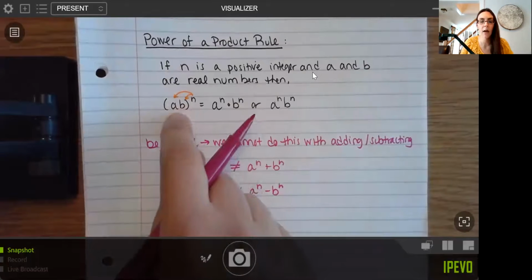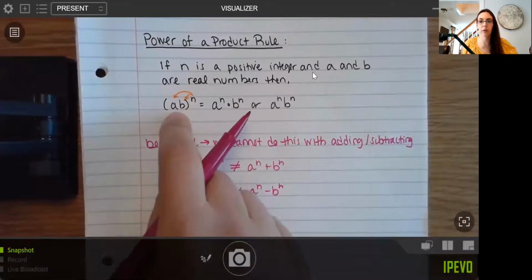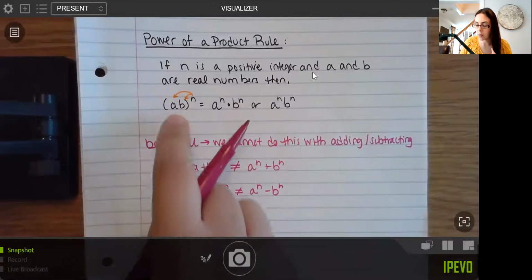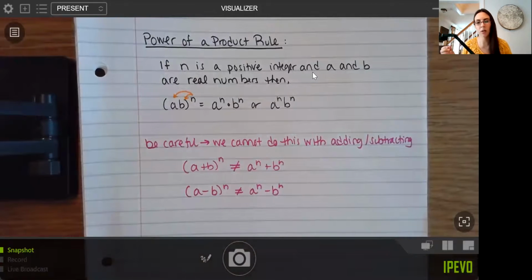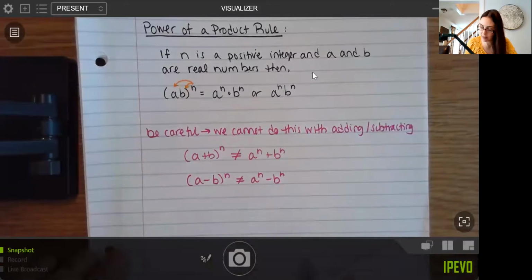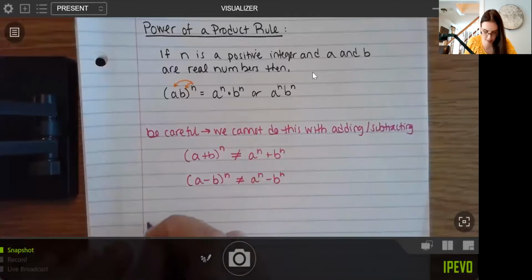It only holds for multiplication, and then we'll also see for division as well. So we can distribute that n in, but it doesn't work in all cases. It is very specific to multiplication and also to division, but it is not true for adding and subtracting. So you do want to be really, really careful there, because that's a very common mistake that people make.